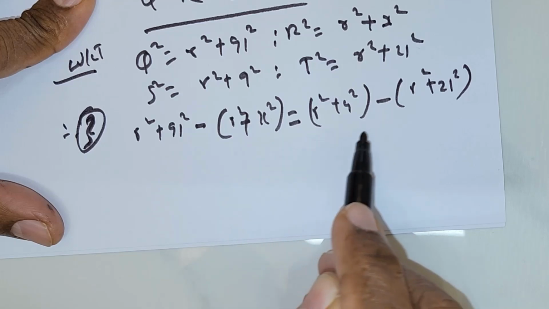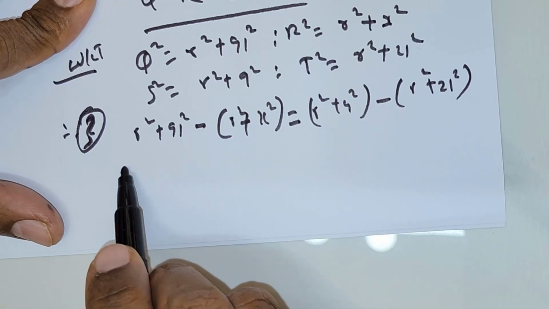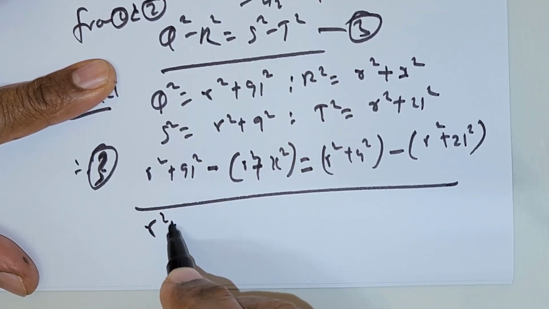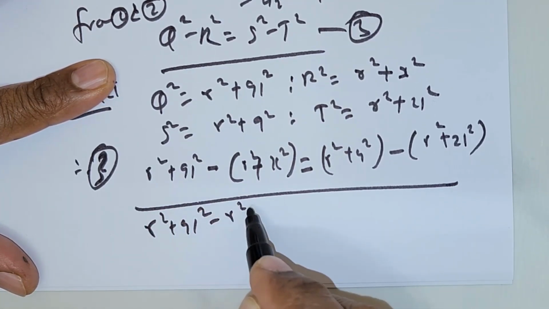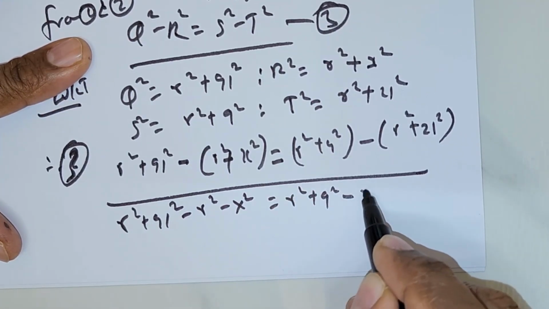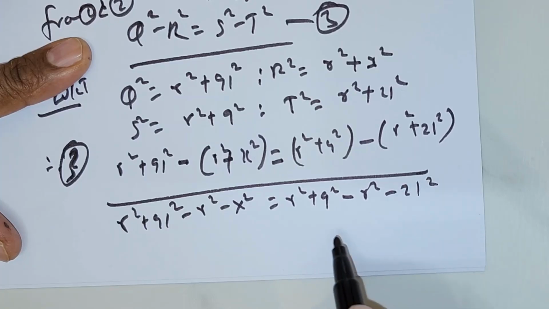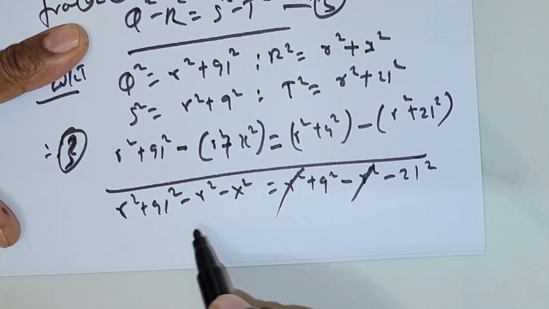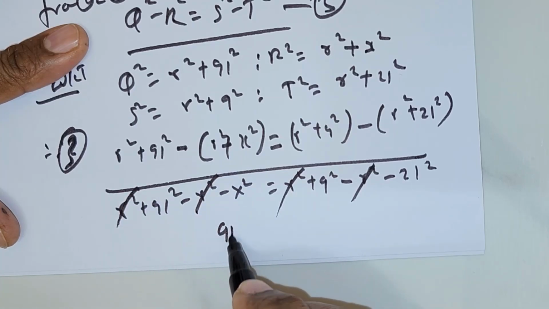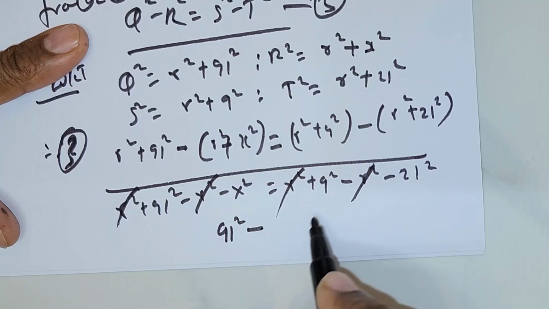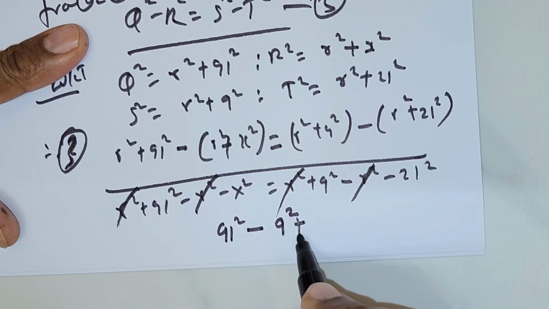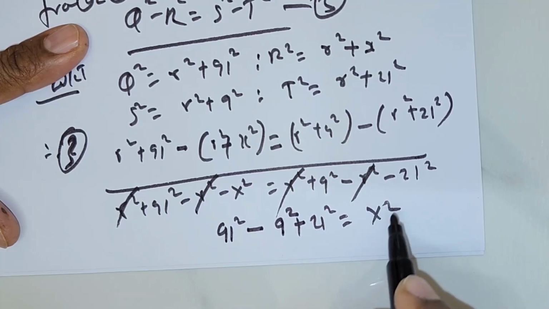What I wish to do is simplify this. If you were to expand this, you get r squared plus 91 squared minus r squared minus x squared, equal to r squared plus 9 squared minus r squared minus 21 squared. They get cancelled. These also get cancelled. So you have 91 squared minus 9 squared plus 21 squared is equal to x squared.